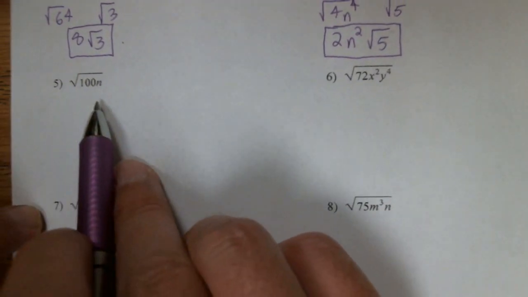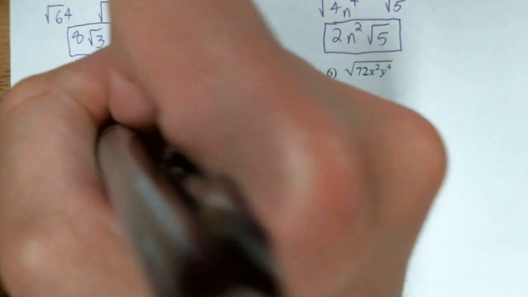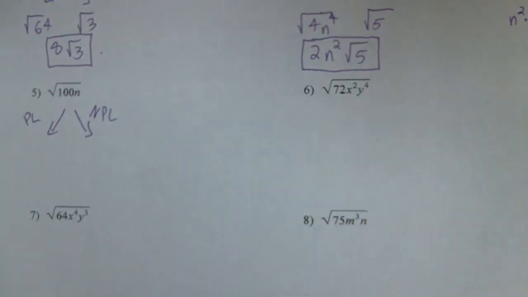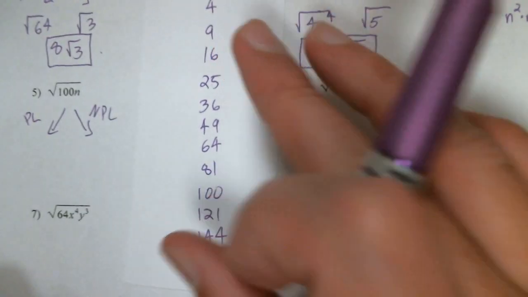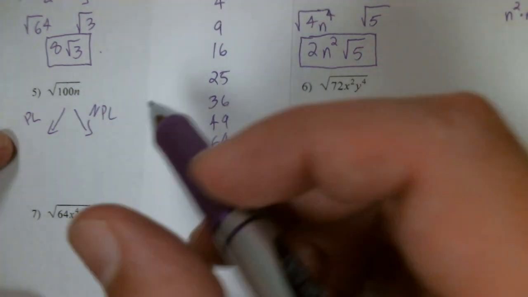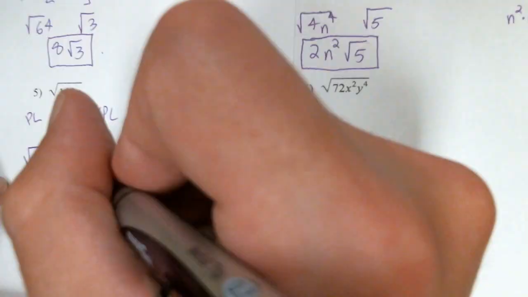Okay, square root of 100n, perfect land, non-perfect land. What is the highest perfect square that goes into 100? Well, 100 is a perfect square. It's one of our numbers on the list. So the whole 100 goes into perfect land. What about n?